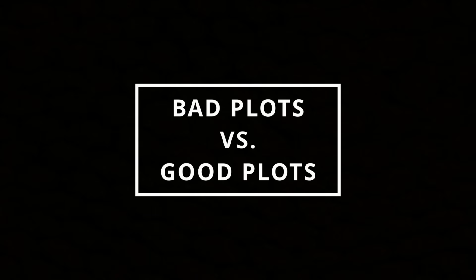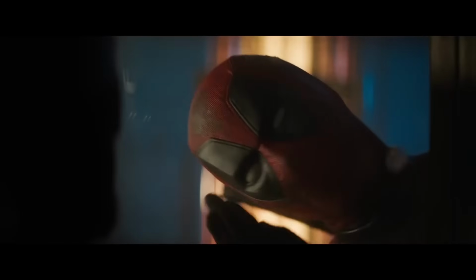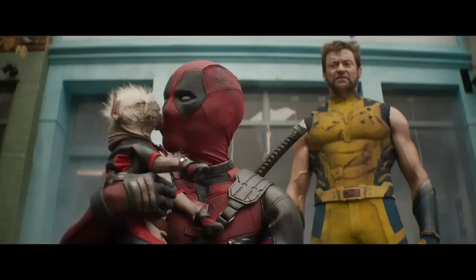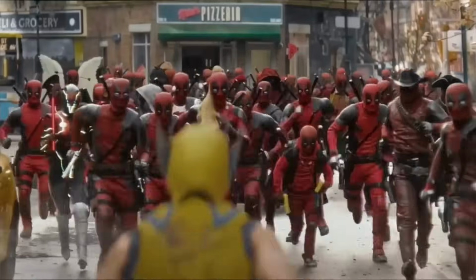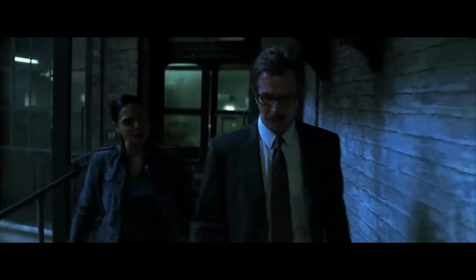Alright, now let's get to the bad versus good. The way this works is that I'm going to give you 4 types of bad plots. I'll explain what each one is, then I'll give you a bad example to illustrate what I mean, and I'll explain why that one sucks. And then I'll give you a good example that does the job better, and I'll explain why that one works.